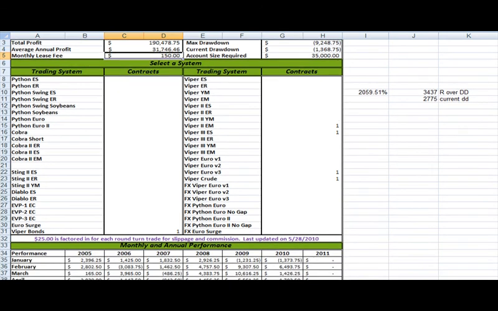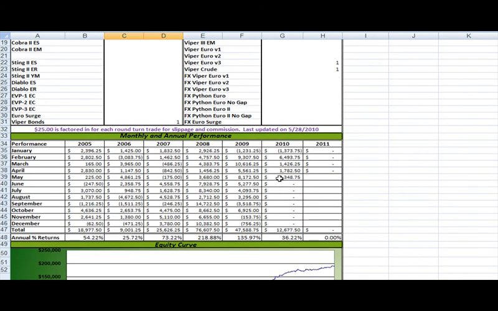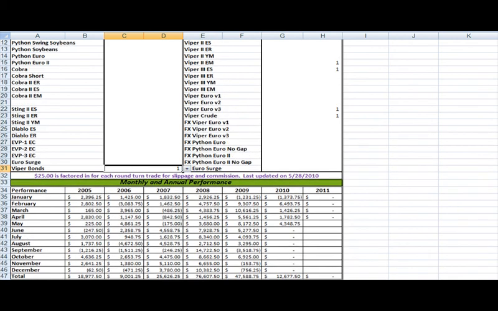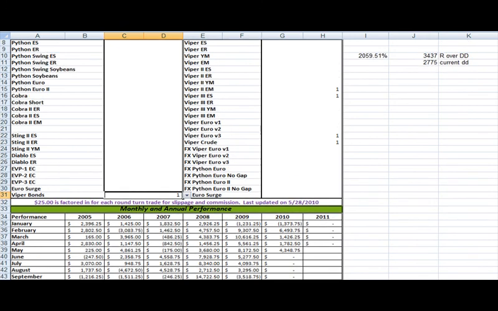Look at the results of this portfolio. Vipers did very well this month, 4348.75. They're having a good year. Historically, this portfolio has done well. You have interest rates with bonds, currencies. You have crude and energies, and you still have the stock indexes.